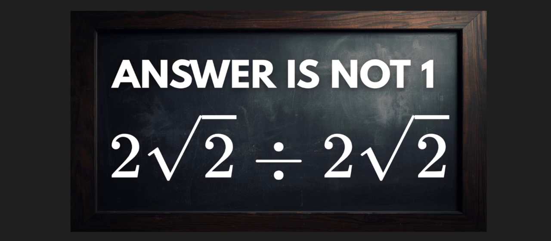In today's video I have something really funny. 2 square root of 2 divided by 2 square root of 2. Now what most of you would think is, oh, the answer is 1. But the answer is actually not 1. Why do you think that the answer is 1? Let us try it here.